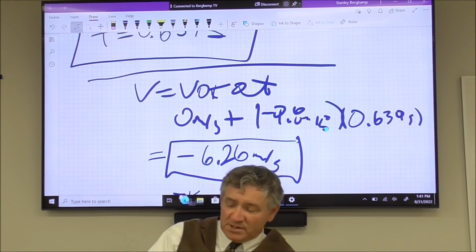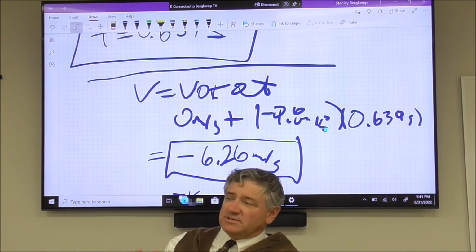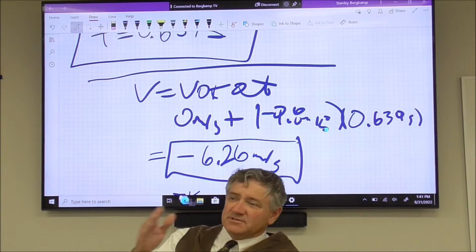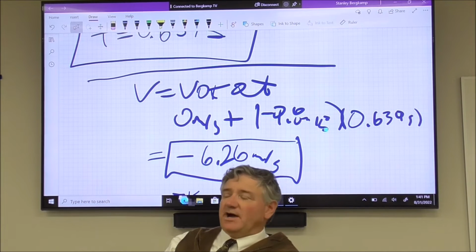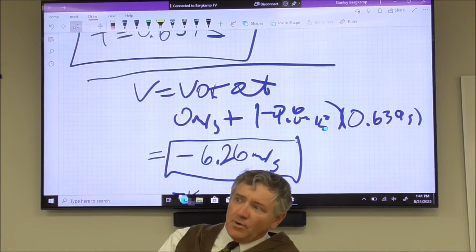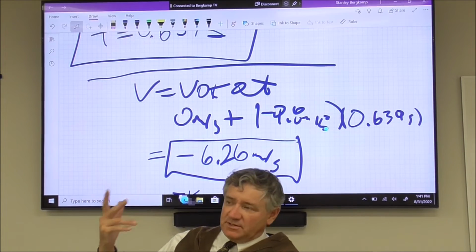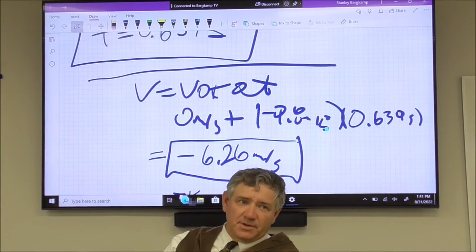Because I can't have one set of kinematic equations saying it's going 6.26 meters per second, and another set of equations saying no, it's going 5.2. No, bad. They both have to produce that same velocity. One you use that equation, the other you use the time function.